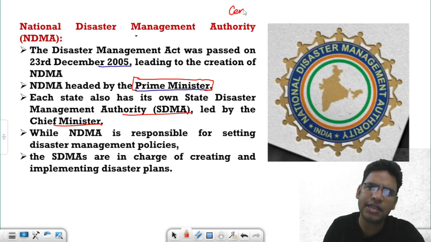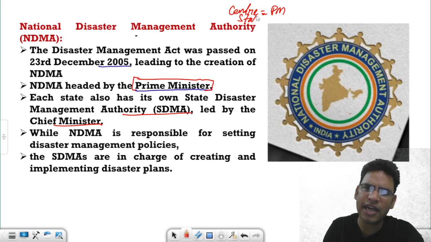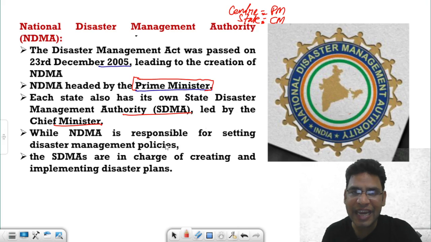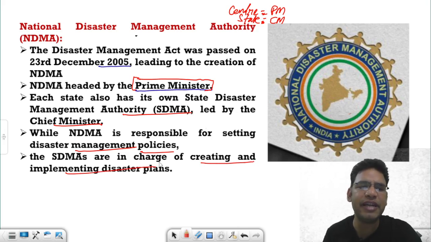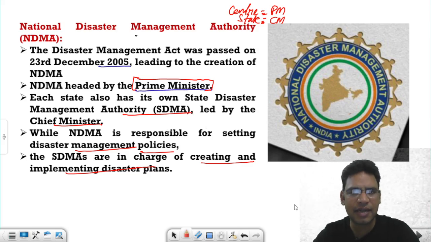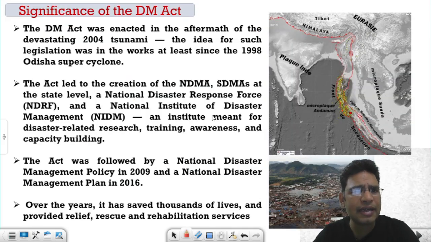सेंटर पे जो इसका हेड है, सेंटर का हेड कौन होता है? प्राइम मिनिस्टर. एंड स्टेट लेवल पे हेड इज चीफ मिनिस्टर, राइट? वाइल NDMA, अब ध्यान से देखना, बेसिक डिफरेंस यू शुड नो. NDMA इज रिस्पॉन्सिबल फॉर सेटिंग डिजास्टर मैनेजमेंट पॉलिसीज, एंड एग्जीक्यूशन कौन करेगा? SDMA, State Disaster Management Authorities, are in charge of creating and implementing these disaster plans, right? So you should know.